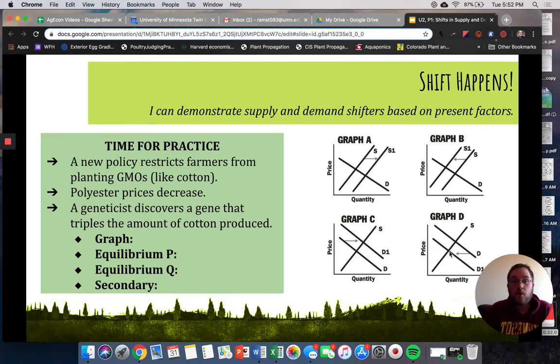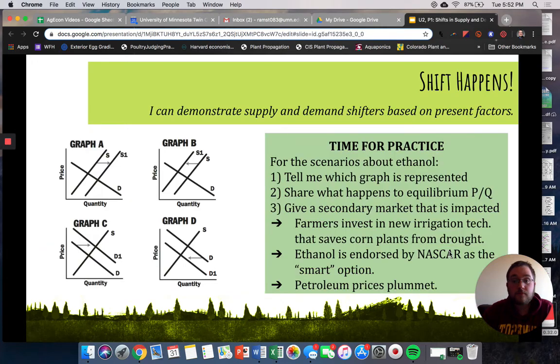Okay, so think to yourself, is this going to impact demand or supply? Hopefully you pick supply, and that narrows it down to A or B. And is this new gene going to help or hurt the supply? Hopefully you selected help, and that leads you to graph A. That causes our price to decrease, our quantity to increase, and a secondary market to be identified of maybe cotton genes. Okay. So now I want you to practice one more set.